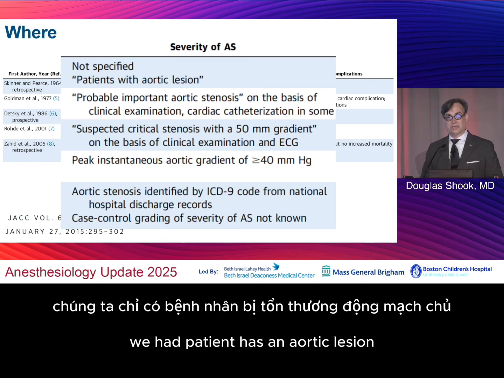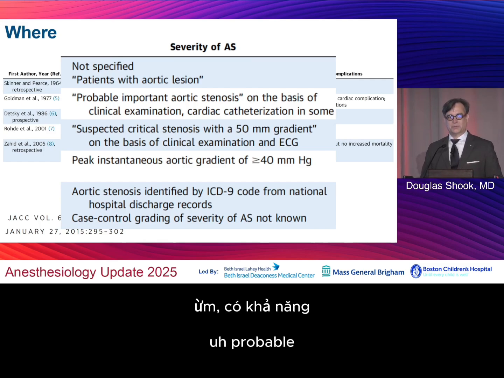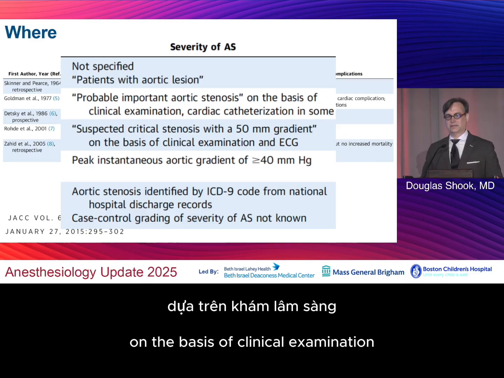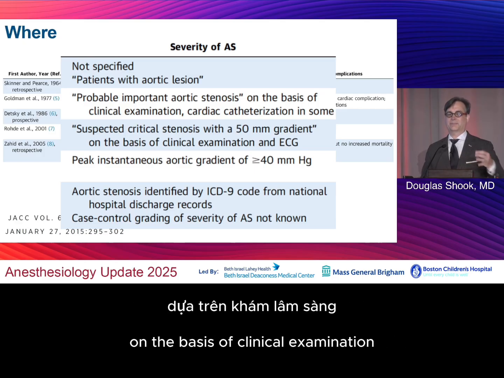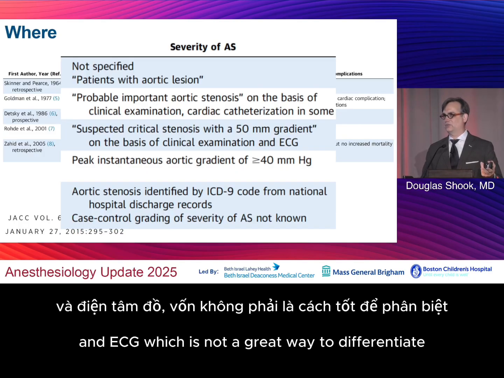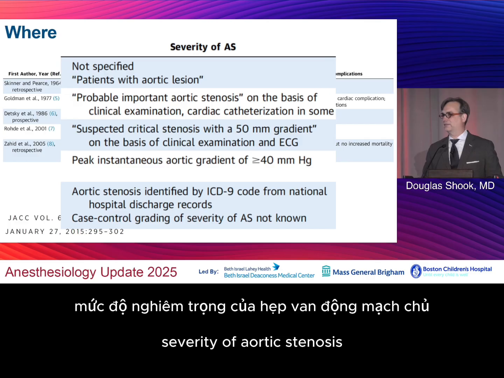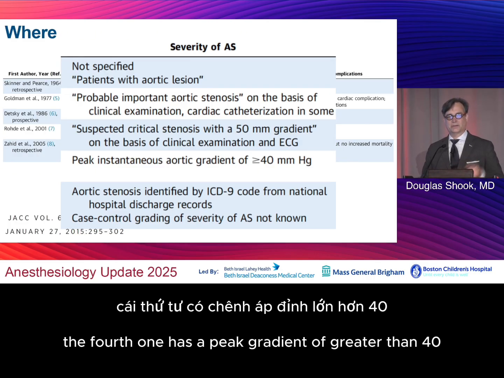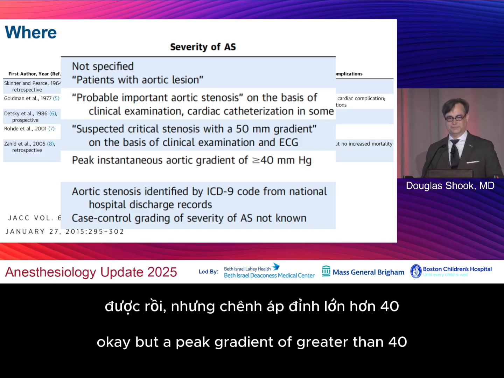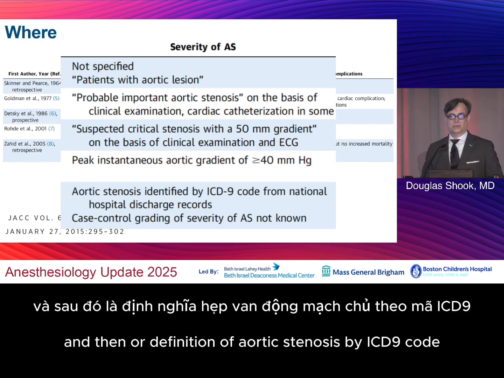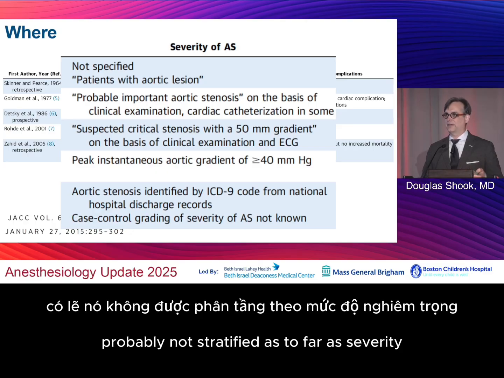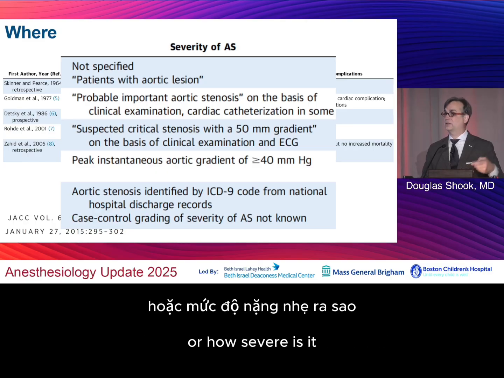We had, patient has an aortic lesion, probable important aortic stenosis on the basis of clinical examination and catheterization in some, suspected critical stenosis with higher mean gradient on the basis of clinical examination and ECG, which is not a great way to differentiate severity of aortic stenosis. This one, the fourth one, has a peak gradient of greater than 40, okay. But a peak gradient of greater than 40 actually also is not severe, it's a mean gradient. And then, definition of aortic stenosis by ICD-9 code, but again, probably not stratified as far as severity. Or how severe is it?